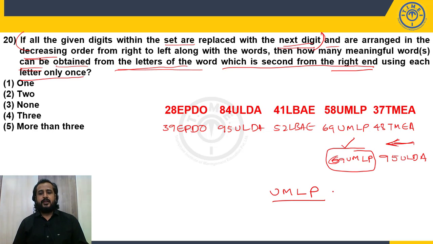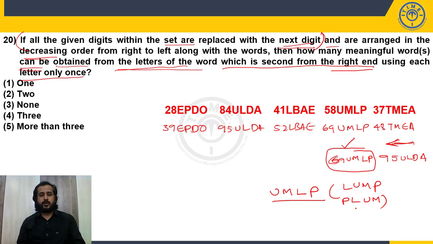UMLP. So using the UMLP, how many meaningful words can be formed? What are the meaningful words that can be formed using UMLP? Lump as well as plump. You should be a bit good with your vocabulary skills. So how many meaningful words? 2. So it is in which option? Choice 2. Clear? No need to write the remaining words. That is time waste. You need the second from the right hand. So just take the second from the right hand.